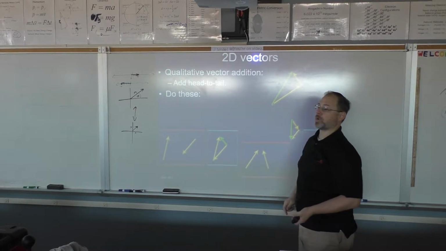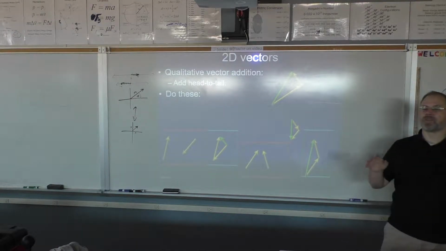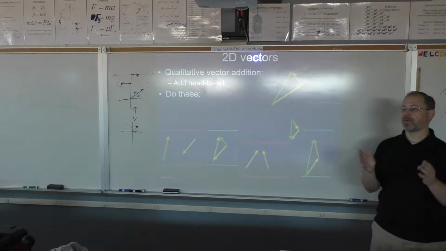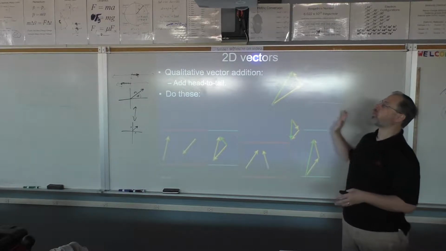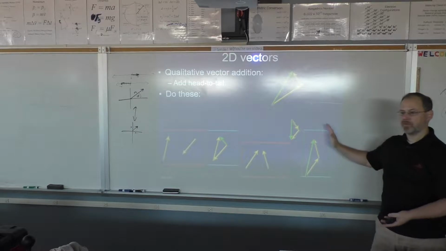And that's the next thing we're going to do. Now that we've done graphical addition, we're going to break these things into their components, which are their X component and their Y component, and add those together. And that's where the real value is. This is called quantitative addition. Do you know what qualitative means?